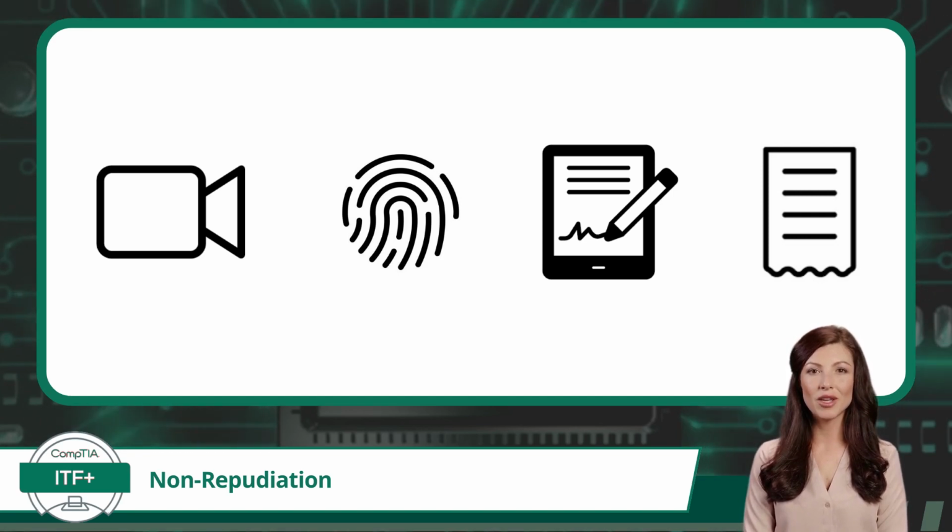Or what about biometrics? One of the most personal and unique identifiers we possess are our biometric traits, like fingerprints or retina scans. When used in transactions, they offer a high level of non-repudiation. It's hard to argue against a fingerprint match or a facial recognition hit.